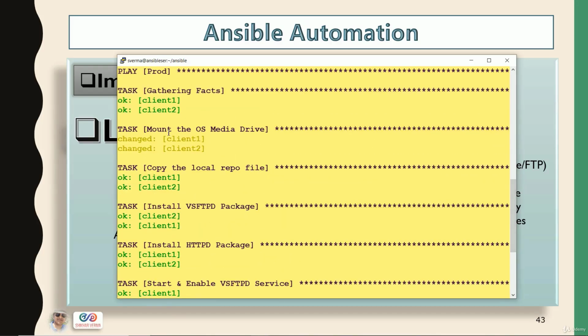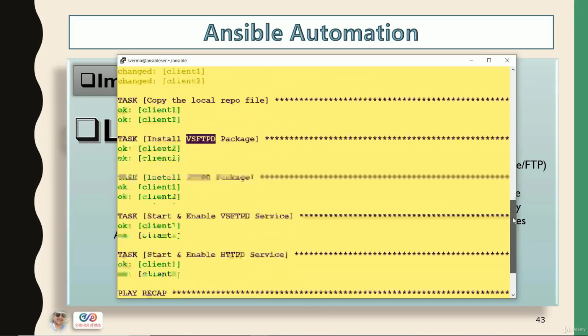It has tried to mount the OS media because I had already unmounted it, so that's why it is showing that this one changed. Some changes have been done. It has mounted the OS media, and when it tries to copy the local repo file, it didn't copy because the file is already there. Install the package, it didn't install the package because the package is already installed. That is the same for both packages, that is FTP as well as your Apache package.